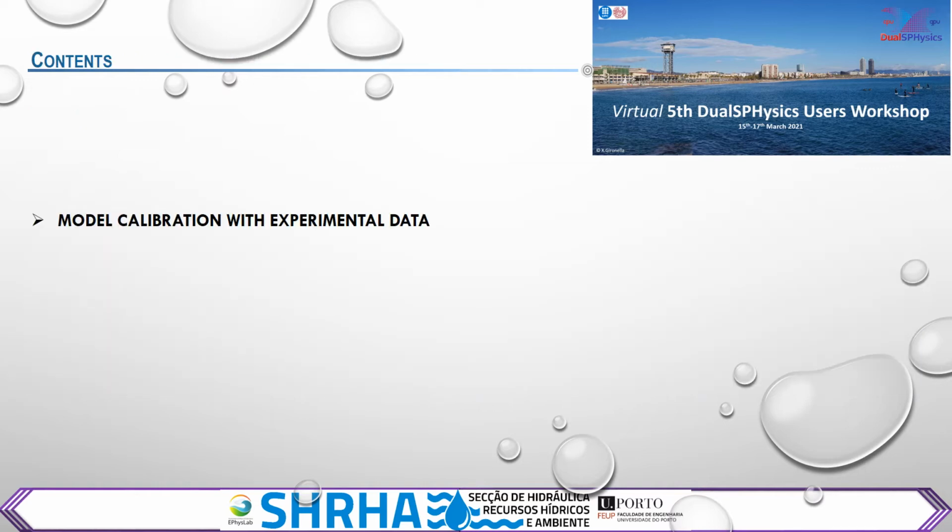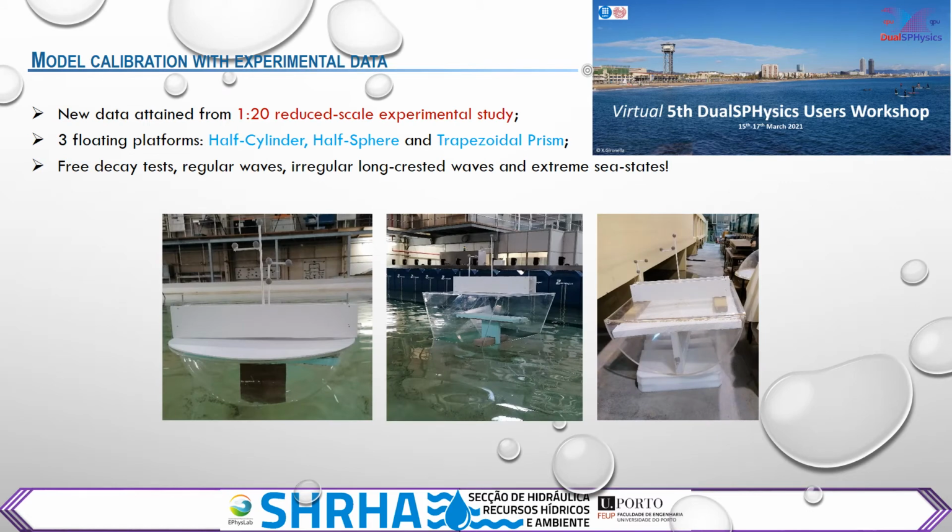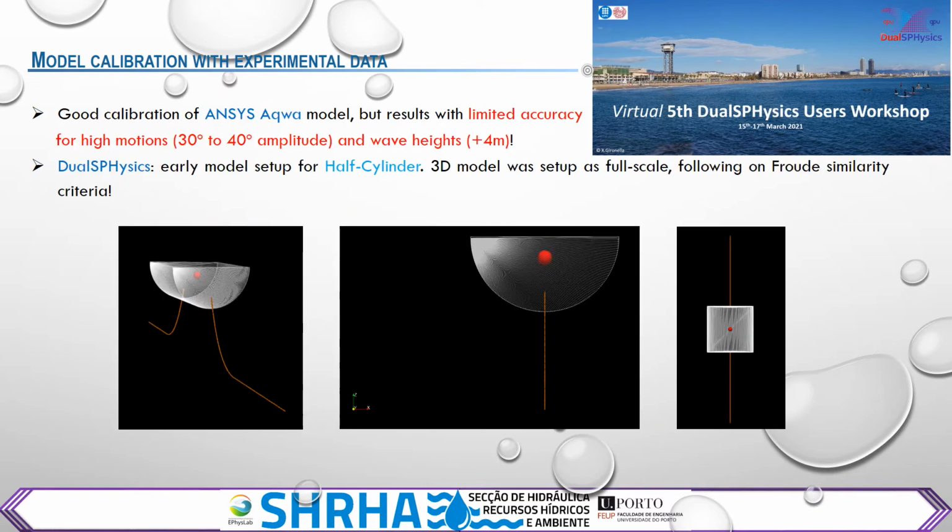Now let's get to the comparisons. This is the experimental setup, let's say. It was carried out at a geometrical scale of 120, and I considered 3 physical models: half cylinder, half sphere, and the trapezoidal prism. You can see the pictures in this slide. Several tests were carried out, namely 3 decay tests, tests with regular waves, irregular long crested waves, and extreme sea state. So a very thorough analysis of the hydrodynamic response and the hydrostatic properties. And this allowed me to get a good calibration of the DualSPHysics model.